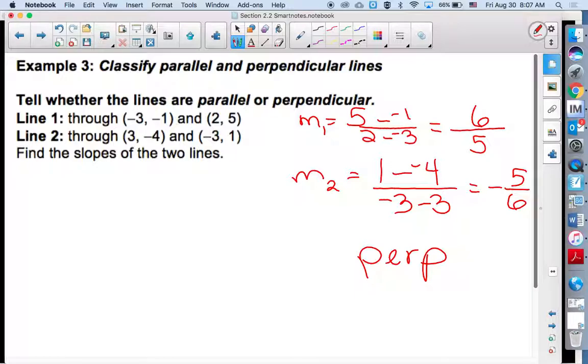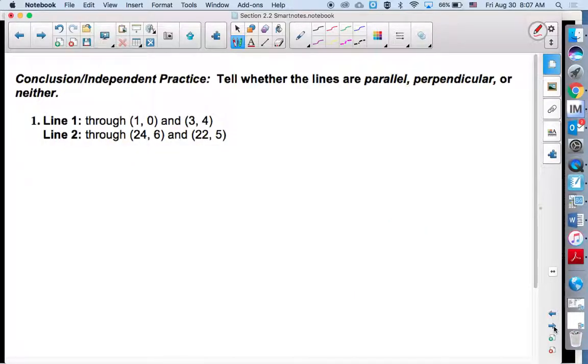And then the very last one, again, tell whether the lines are parallel, perpendicular, or neither. Because maybe they're not the same, maybe they're not opposite reciprocals, they're just some other random line. So they don't always just have to be parallel or perpendicular. So there is that option for them to be neither one of those cases.